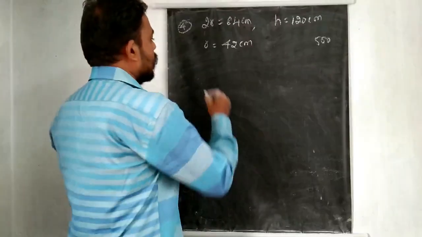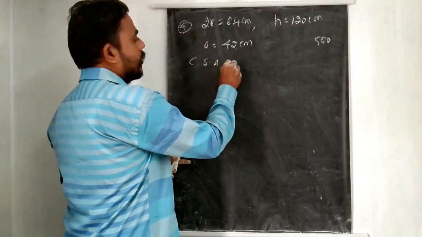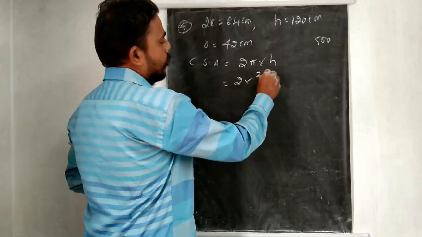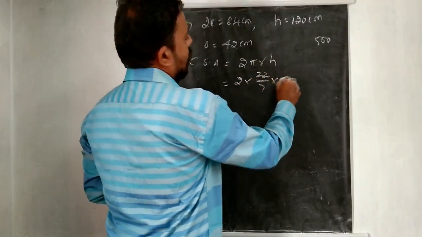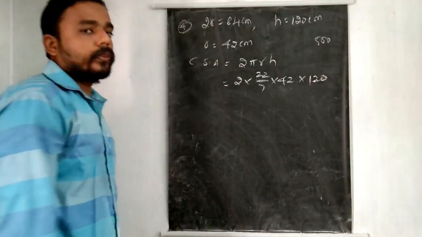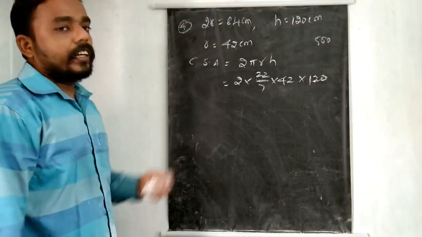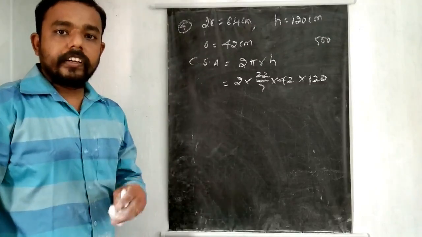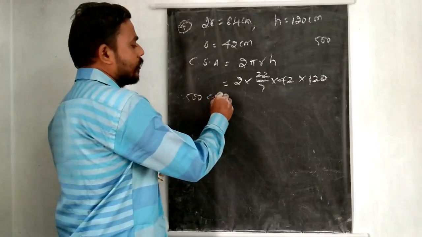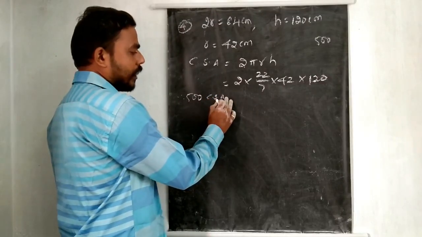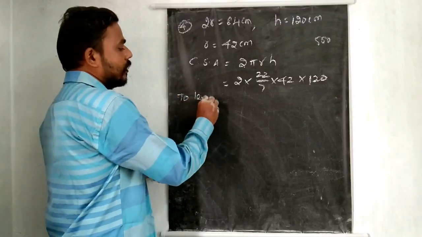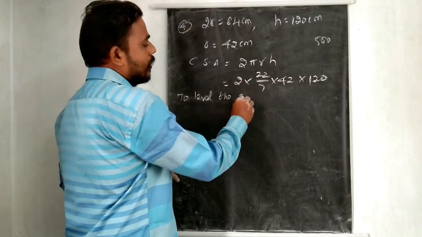therefore the curved surface area of a cylinder, we know that it is 2 pi r into h. That is 2 into 22 divided by 7 into the r value 42 into 120. Everything we can use in centimeter. So using 500 curved surface areas, this is the meaning of our 500 revolutions. So that is 500 curved surface areas. This is the meaning.